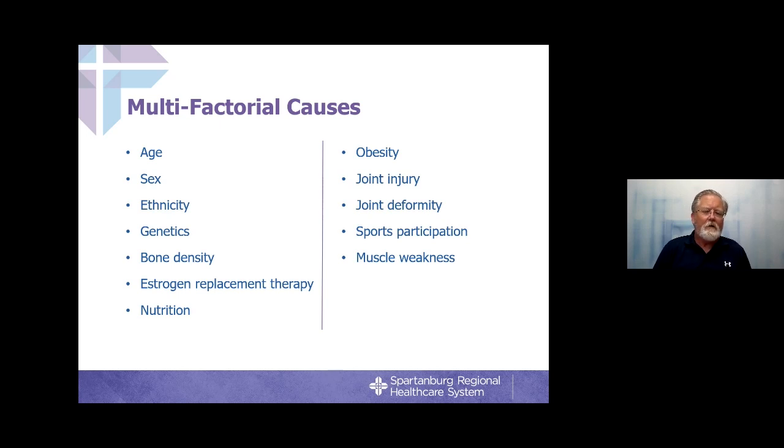Bone density really is more applicable in the osteoporosis world. That's beyond the scope of this discussion. There have been studies that show that estrogen replacement therapy actually is beneficial to help with the inflammatory aspect of knee pain and knee arthritis. Nutrition kind of goes without saying.